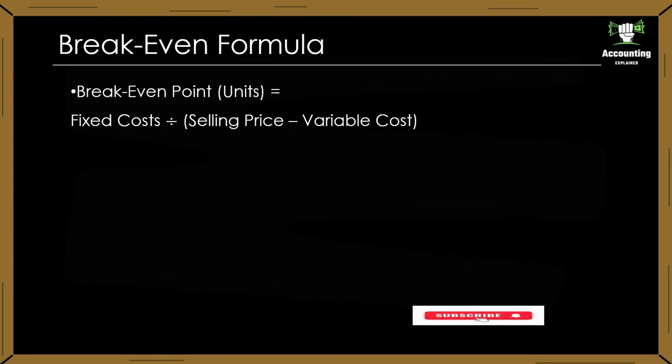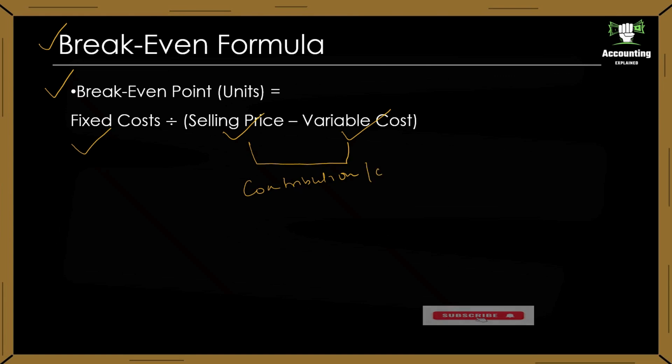Let's now learn the break-even point formula. Break-even point in units is equal to fixed cost divided by selling price per unit minus variable cost per unit. This selling price per unit minus variable cost per unit is the contribution per unit. So you can also write the formula as fixed cost divided by contribution per unit.